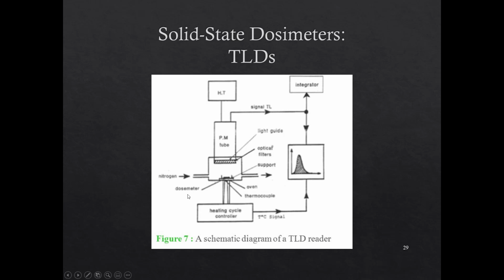This is the whole mechanism for a TLD reader. So you have your dosimeter, here it gets heated up, then you have your photomultiplier tube, which is this right here. That will pick up and read the light. That signal goes in, and from there we can do the processing. The light is proportional to the dose that you would then correlate it to.